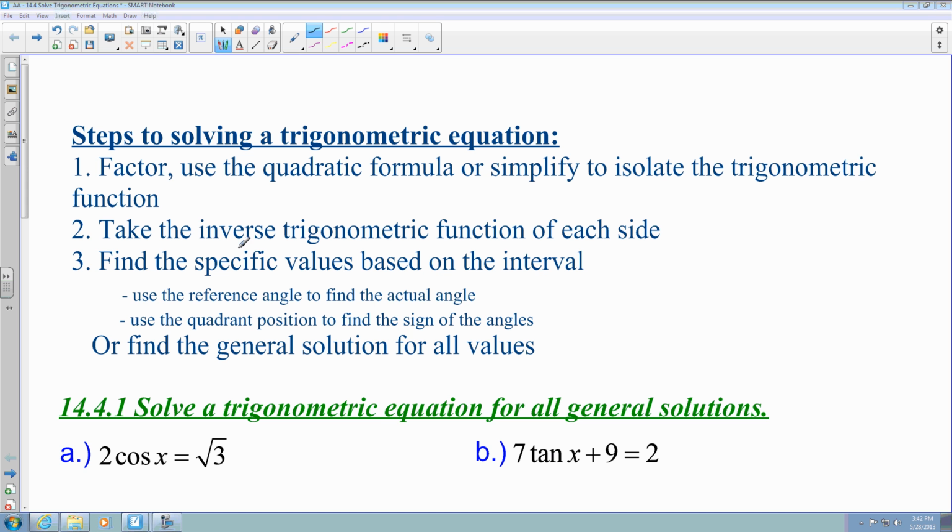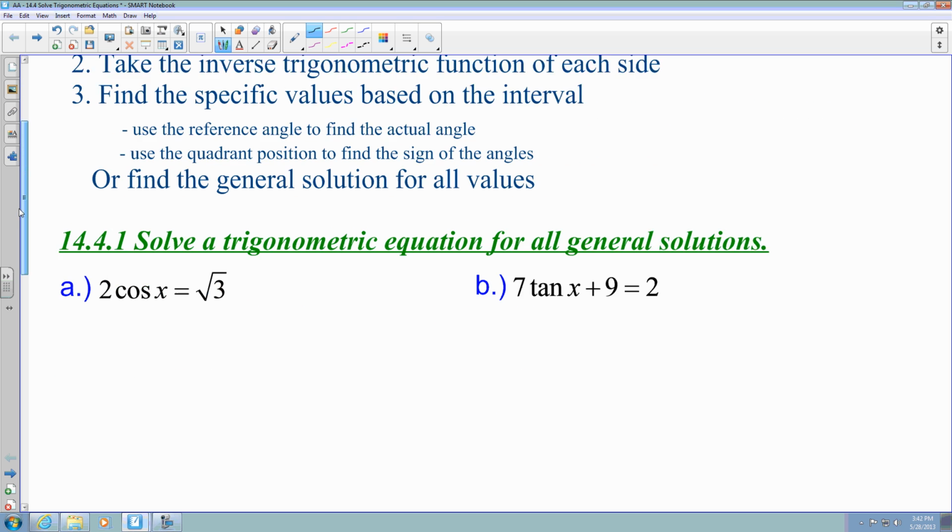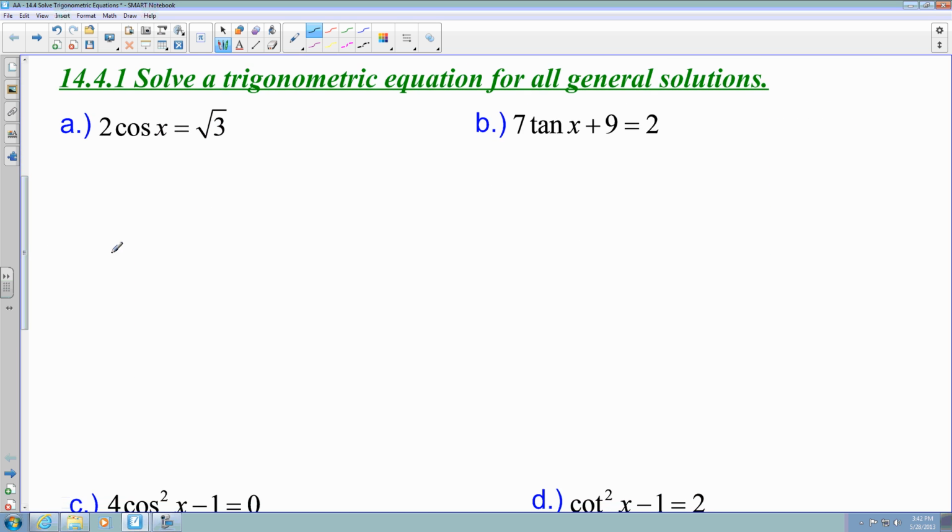So we have some type of parameter we have to go by. If we look at the examples here, we have A, B, C, and D. For A, we have 2 times the cosine of x equals the square root of 3. Now, what you need to do is just pretend that the cosine of x is a variable, and solve it just like any other equation.